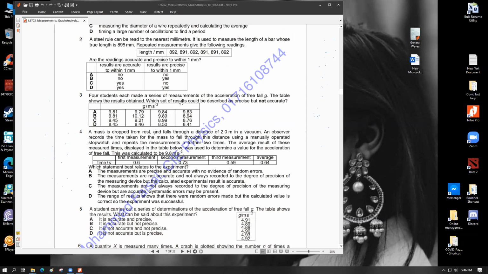An observer records the time taken for the mass to fall through the distance using a manually operated stopwatch and repeats the measurements a further 2 times. The average result of these measurement times displayed in the table below was used to determine a value for the acceleration of free fall. This was calculated to be 9.8 meter per second squared. Achha. So we have the time.